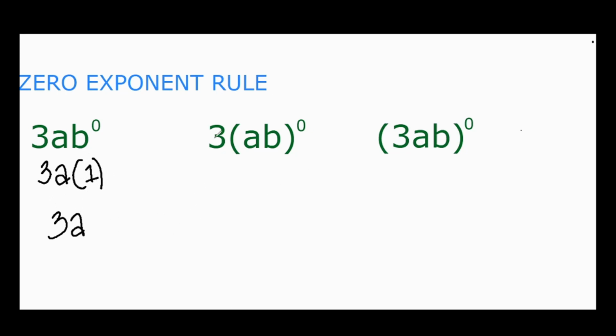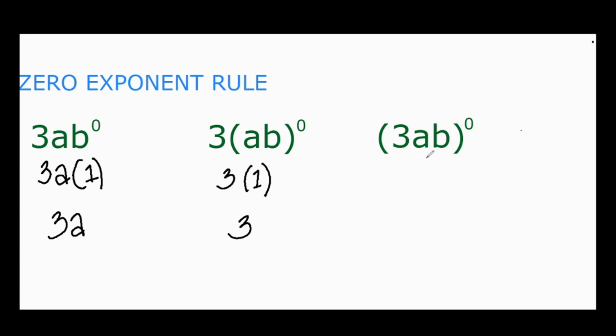Now, let's move to our second example. We have here 3 times (ab) raised to 0. So in here, we could see that the variables a and b are grouped inside a parenthesis. So in here, it's understood that the 0 exponent is applicable to our a and b since they are in a grouping symbol. And 3 has an exponent of 1. So now let's simplify. 3 raised to 1 would still be 3. And (ab) raised to 0 will now become 1. So now 3 times 1 will give us 3.